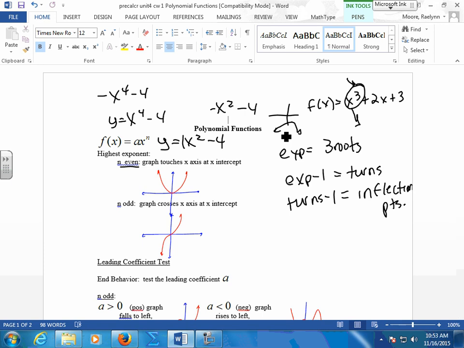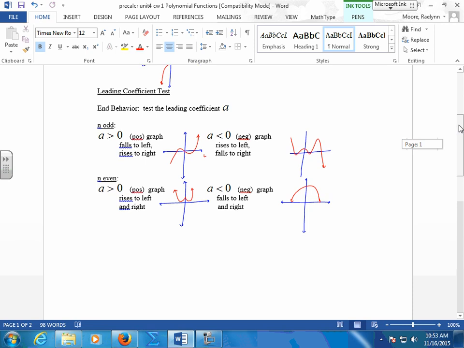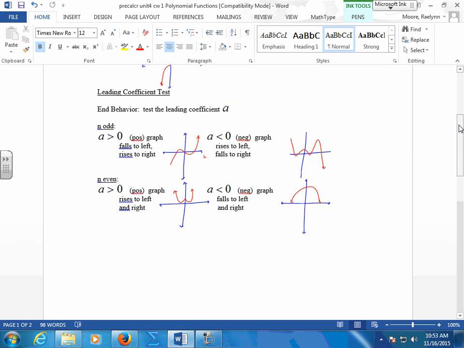When my exponent is odd, we have a little bit of a different story. When my exponent is odd, such as this, when a is positive, the left will go down, the right will go up. Okay? If a is negative, which means I have this, then the left will go up, the right will go down. It will just go the opposite direction.